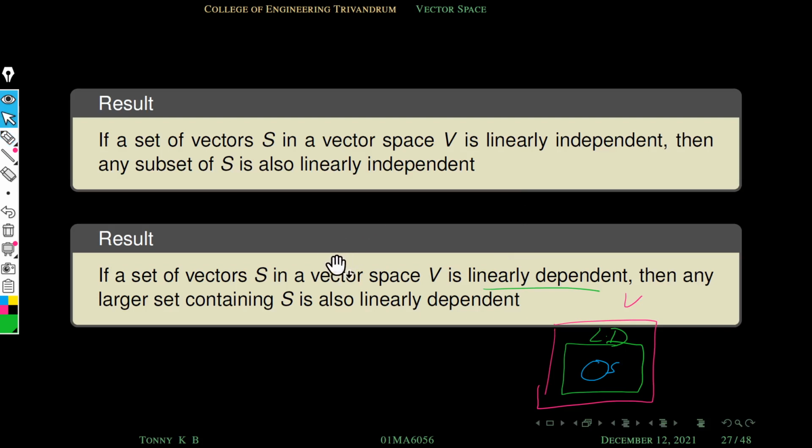Okay, that's it about this session. In the next session, we will discuss another concept called a basis. Basis is defined using the concepts of span and linear independence. So we will use both these concepts in the next session. Okay. Thank you.